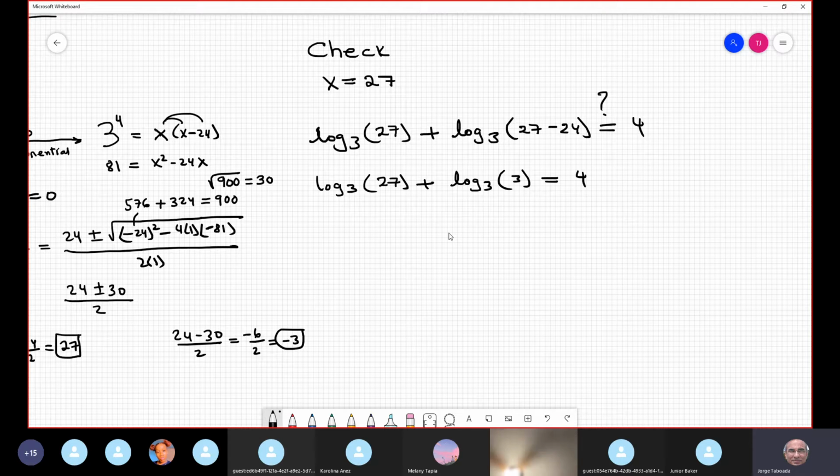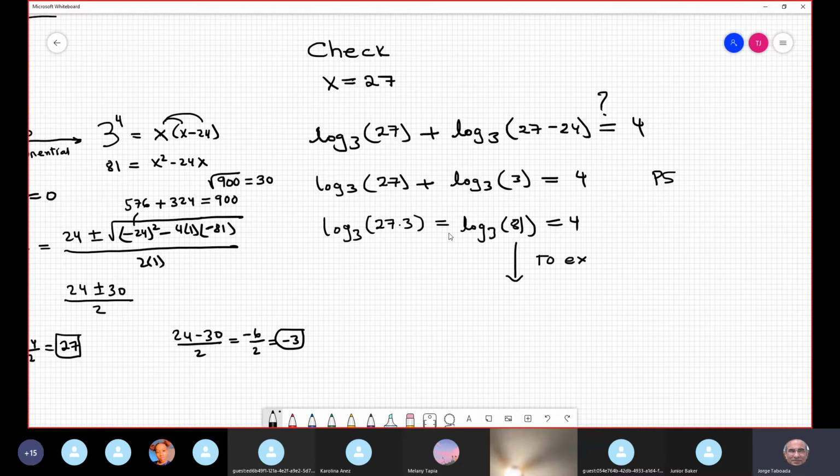However, I apply one more time property number 5, in which you condense this into only one logarithm, not necessarily two separately. Logarithm of 27 times 3, and 27 times 3, I put in the calculator, is 81. Logarithm base 3 of 81 should be 4. To verify that this statement is true or false, you convert to exponential one more time. The base is 3, the exponent is 4. Remember, the exponent is the answer for the logarithm. It should be 81. So yes, it's true, super true. So 27 is a good answer.